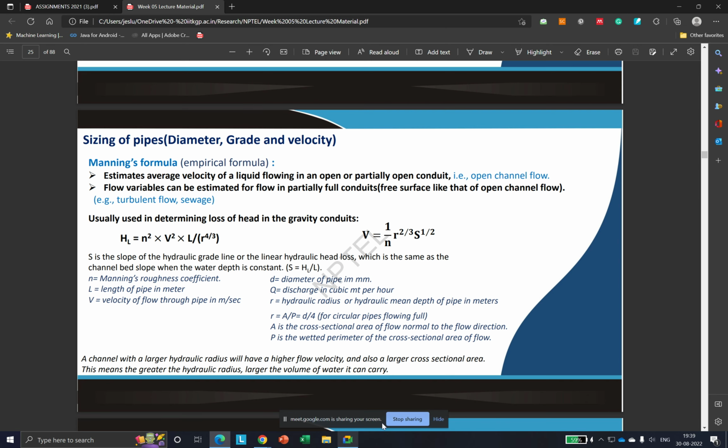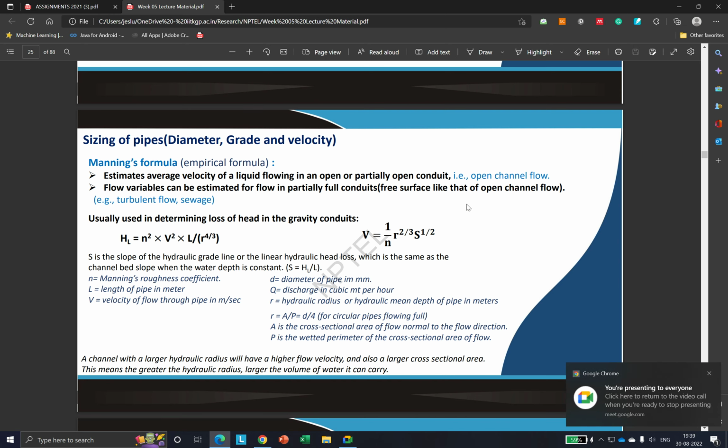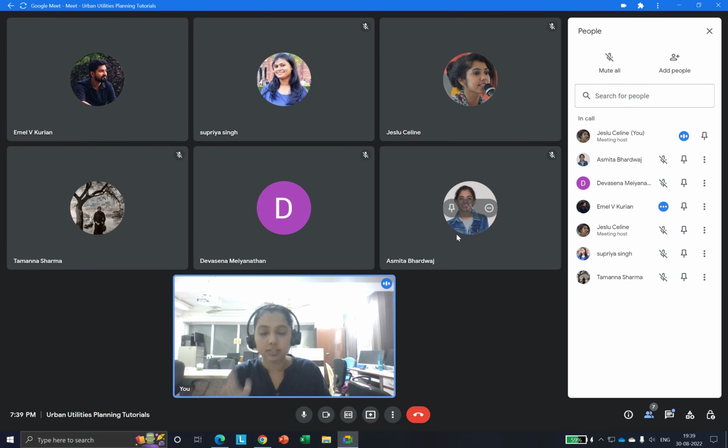So here, what we are supposed to be using is Manning's formula, because that is what we have learned in order to find the velocity in pipes. Using direct Bernoulli's equation is not feasible, and that's the reason why we have derived based on that. So let's go back to our questions now.